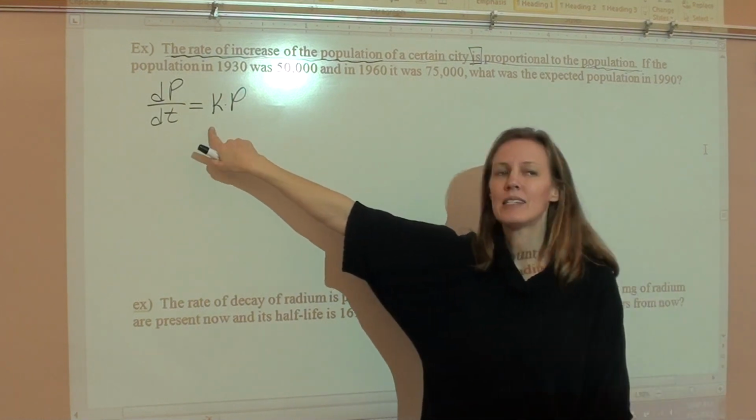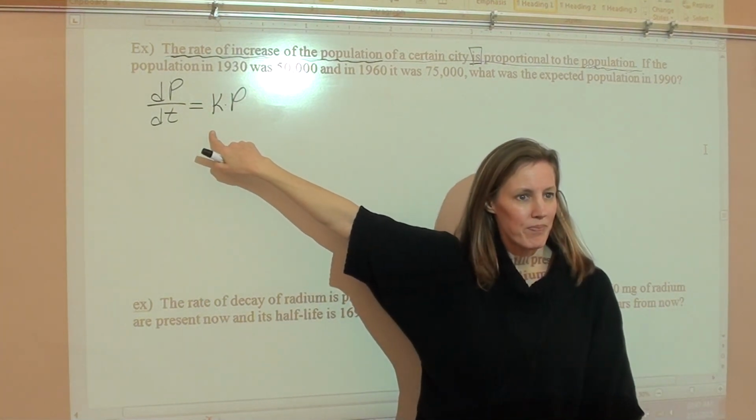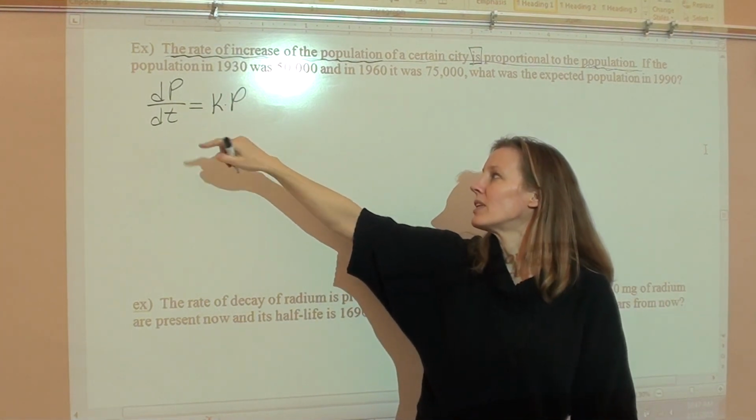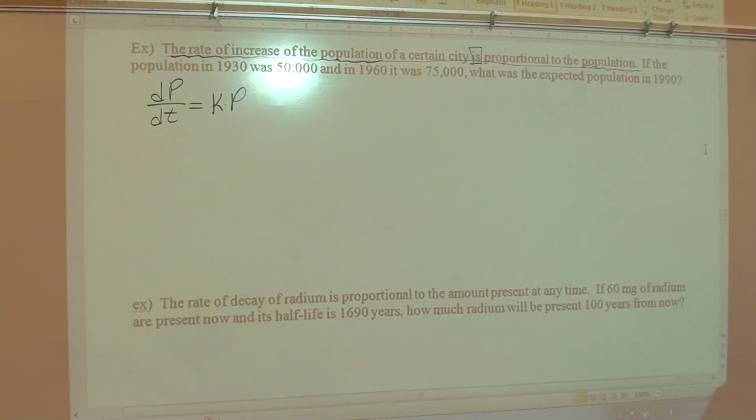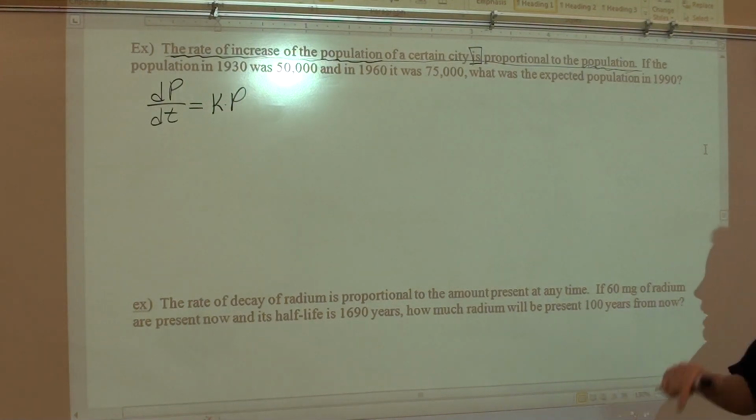Now, this is a differential equation. We need to solve it. There are only two variables in this equation. What are the two variables? P and t. Is k a variable? No, k is a constant.